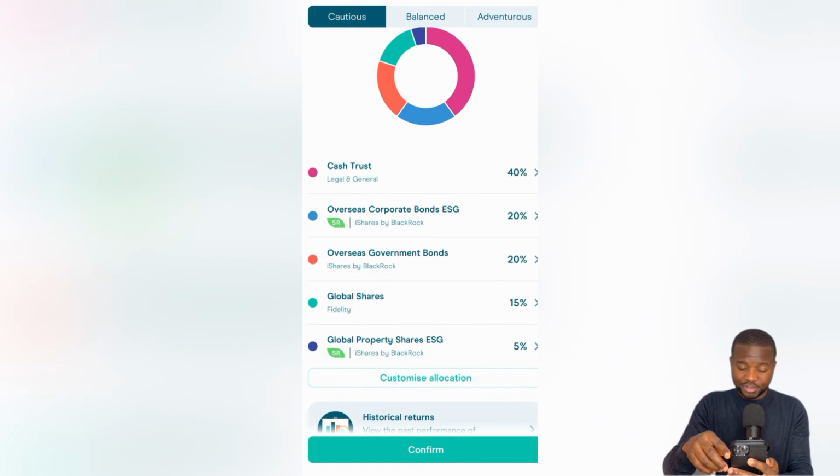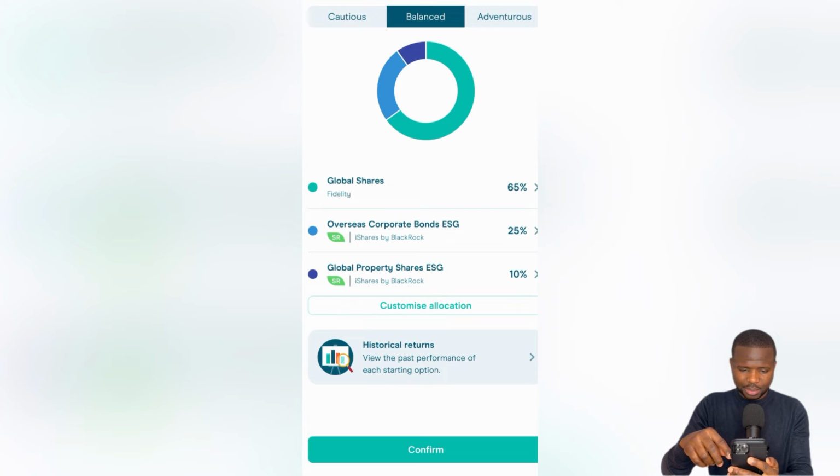I'm not a financial advisor, so you can seek advice as to how you want to do yours. The balanced option shows that about 65% is invested in global shares, which is provided by Fidelity. Fidelity is one of the brokerage accounts, so that is also a good one. I generally don't use the Fidelity platform.